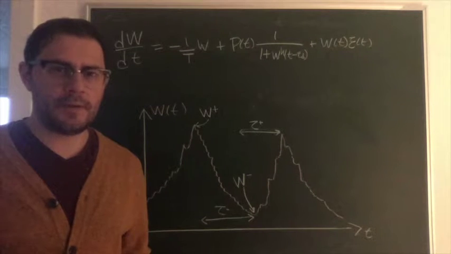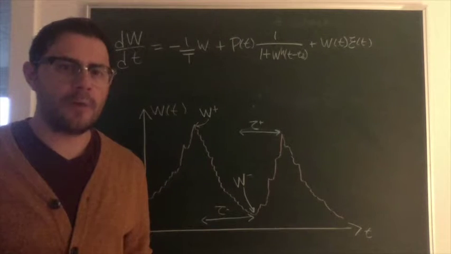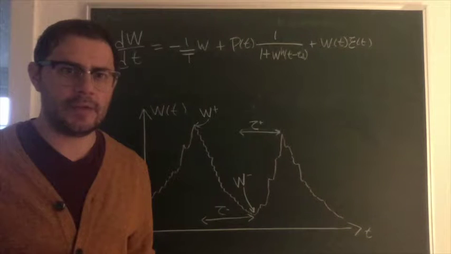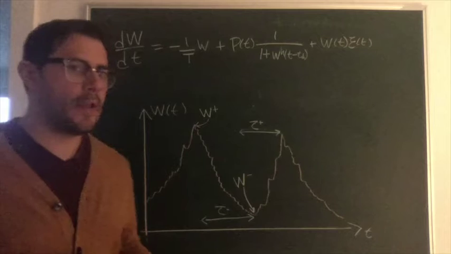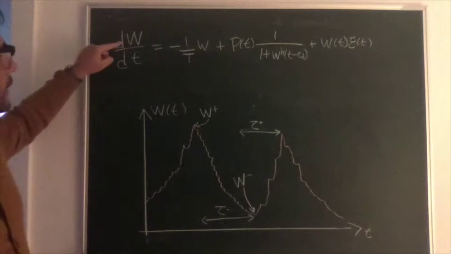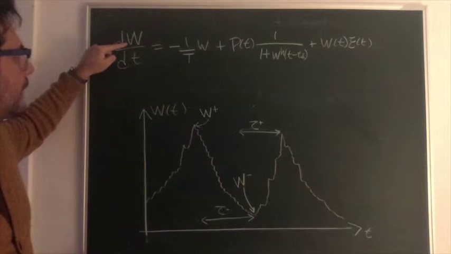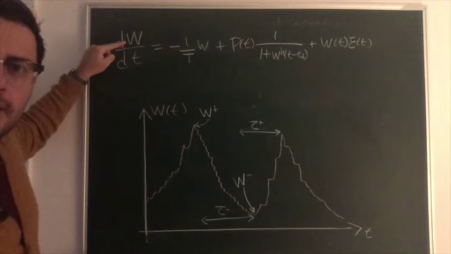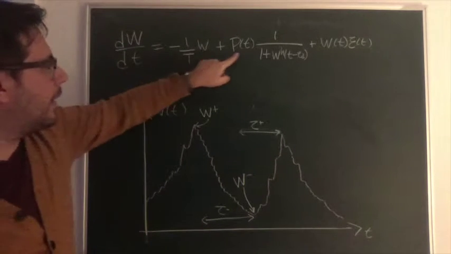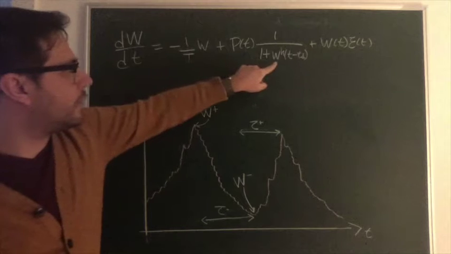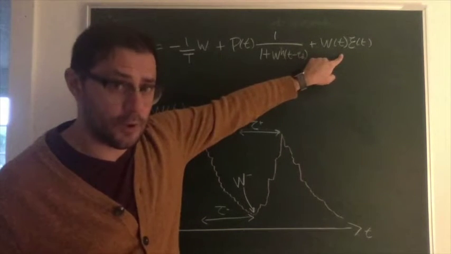We propose a general model for stochastic genetic oscillations. Our model consists of a time delay nonlinear differential equation with multiplicative noise. Our main variable in our model is W, which is the concentration of the protein inside the cell associated with the genetic oscillator, and it has a linear decay rate, a production rate, which is gated by a time delay negative feedback, and it has multiplicative noise.